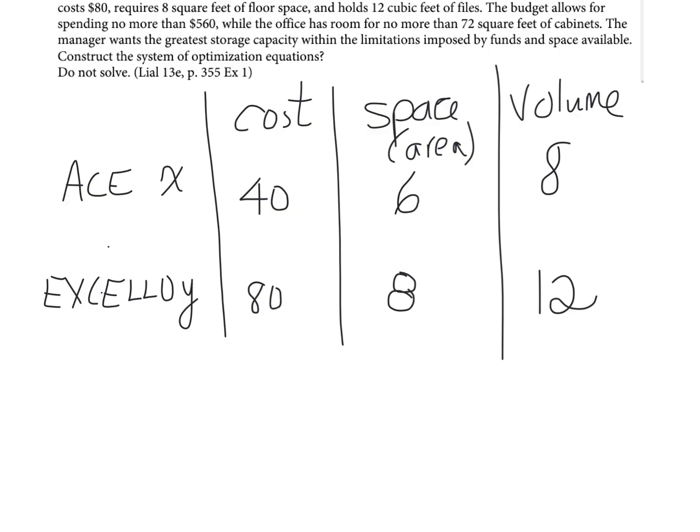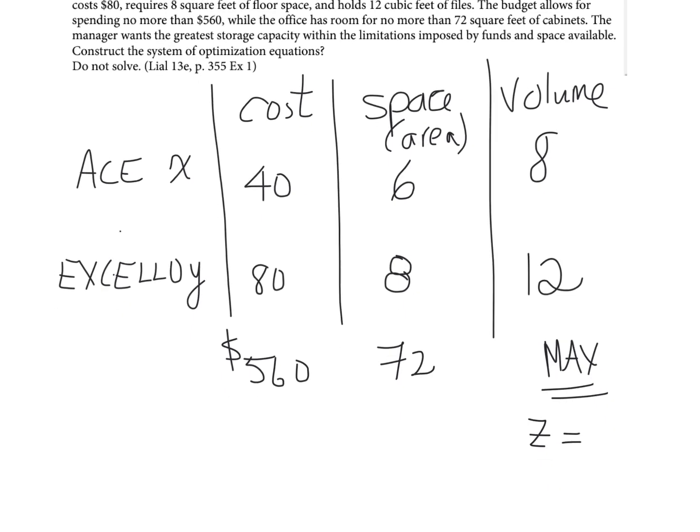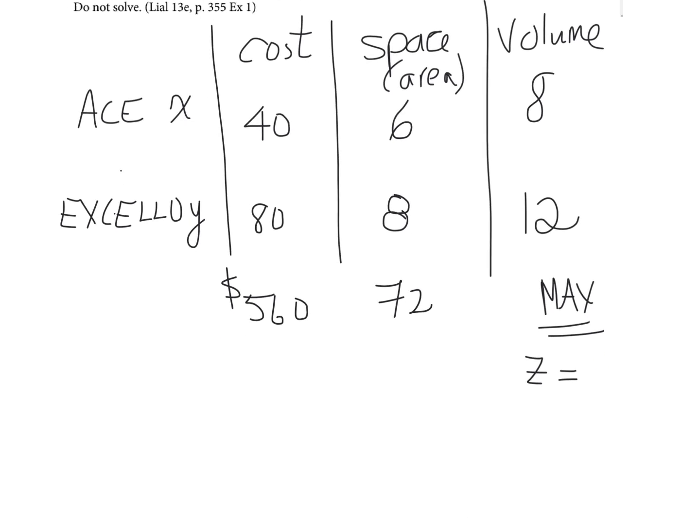Now, we are told that we can only spend $560. That's going to limit how much we can spend. We are limited by space, so we're only allowed to take up 72 square feet. And what we want to optimize, or maximize, is that capacity or volume. That's going to make up our Z function, Z being the thing we're trying to optimize or maximize. So let's set up our equations, or actually inequalities. In the first one, we have 40x plus 80y.